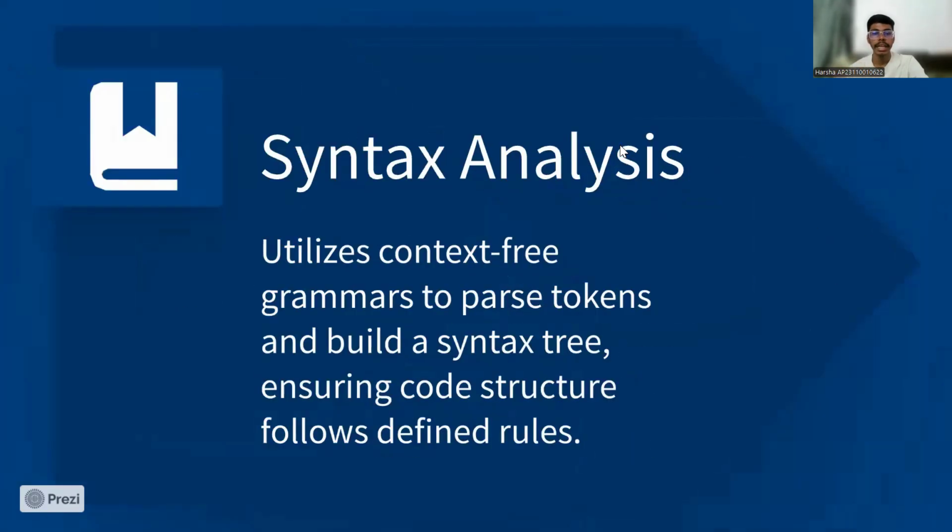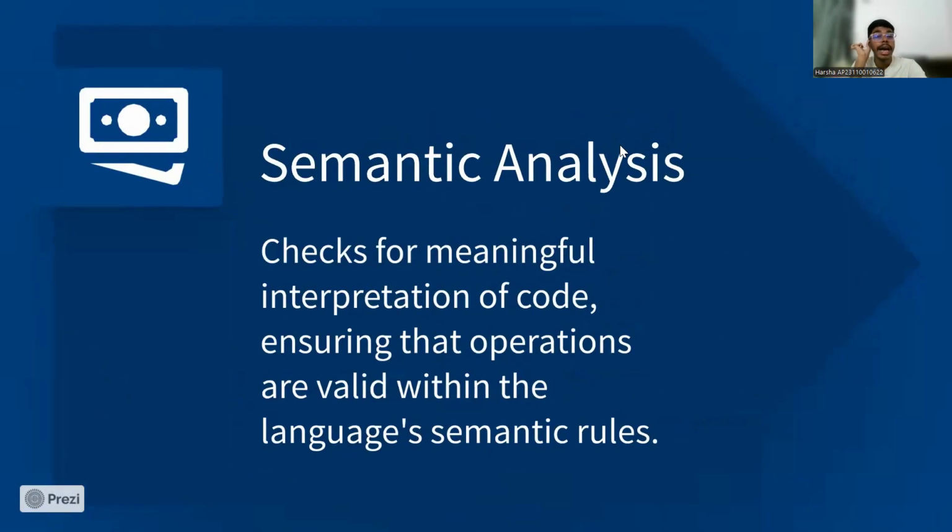And the second one is syntax analysis. It utilizes context-free grammars to parse the tokens and build a syntax tree, ensuring code structure follows defined rules. So it checks the grammar rules and builds the parse tree or the abstract syntax tree. And the next one is semantic analysis. Semantic analysis checks for the meaningful interpretation of code, ensuring that operations are valid within the language's semantic rules. It checks the meaning. For example, int x = hello. This is a type error. So this is the semantic analysis.